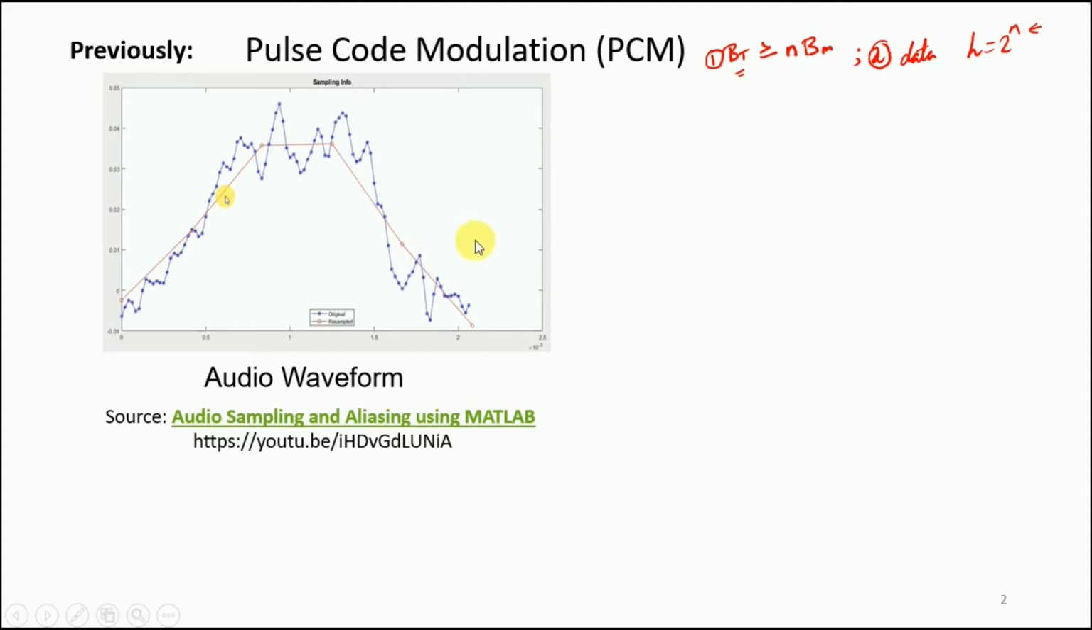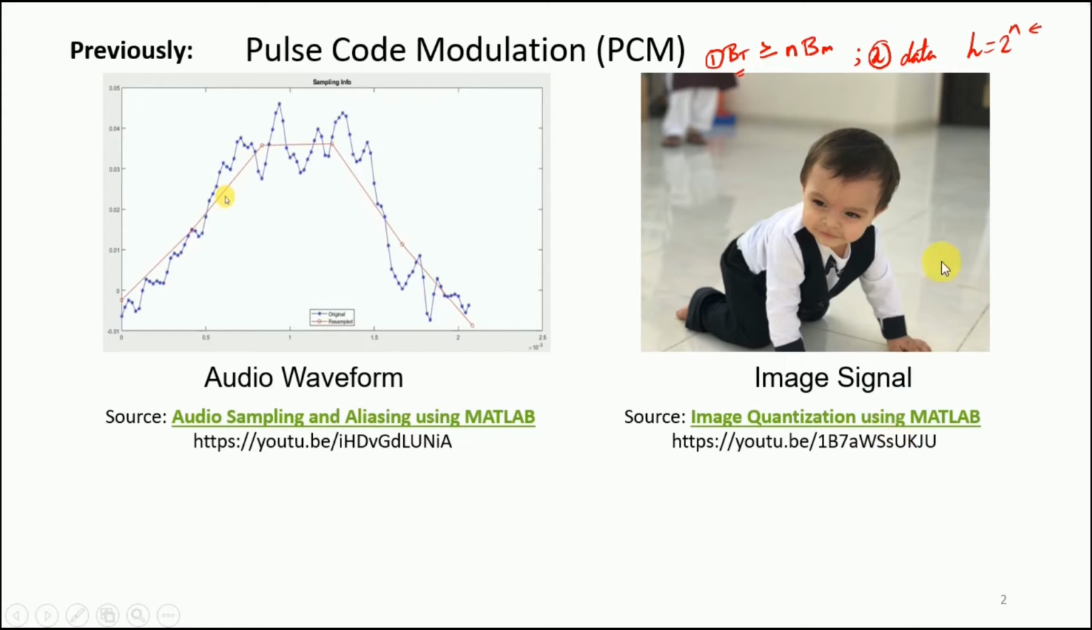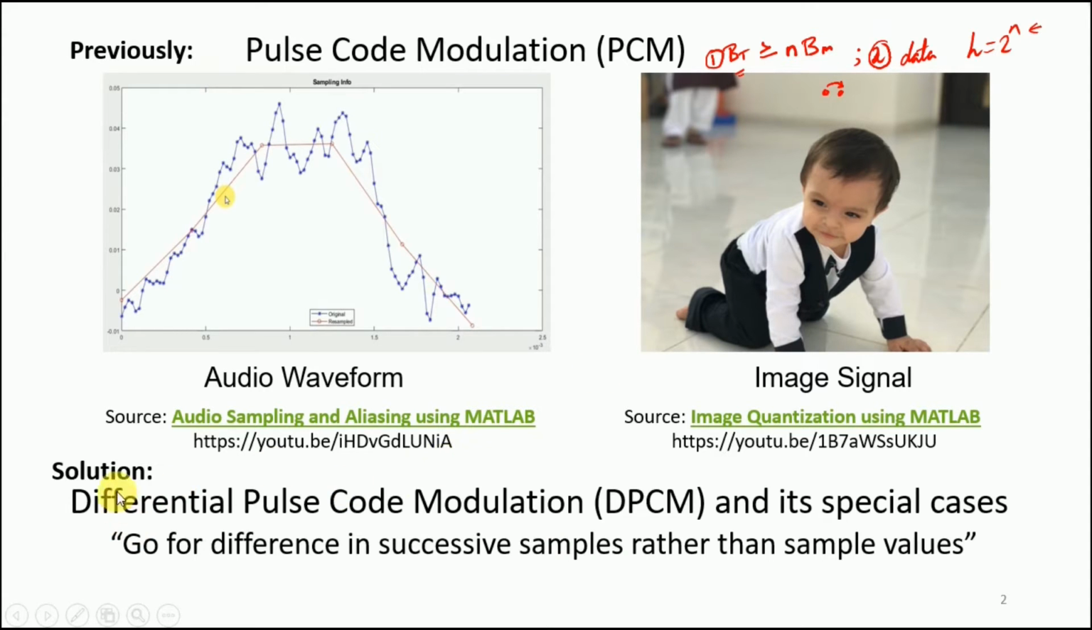This kind of behavior is also seen in an image signal available on this link, and over here you can see that the variations between different pixels are very small. For example, if we take this pixel and compare it with this pixel, the overall difference will be very small. So if we consider the difference between the two pixels or the two samples in an audio signal as a metric, we can significantly reduce the transmission bandwidth, as well as improve the SNR. So this discussion leads us to a solution which is differential pulse code modulation, or simply DPCM, and some of its special cases. So in short, we go for the difference in successive samples rather than the sample values.